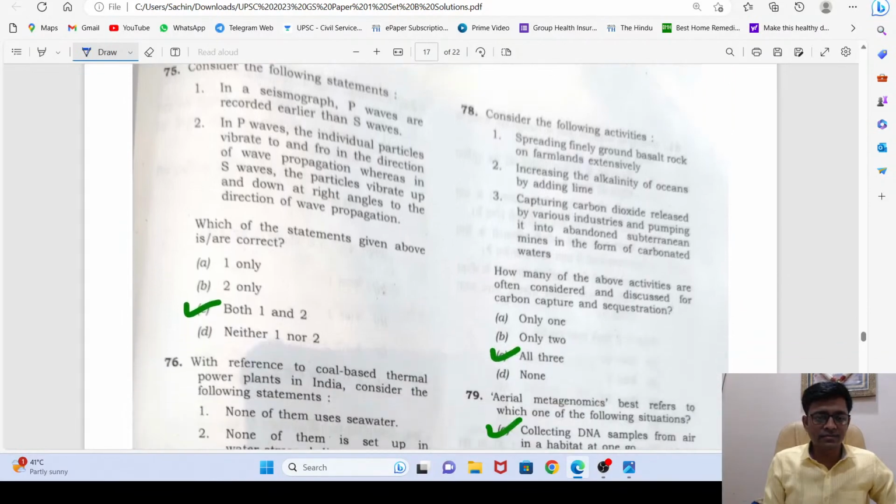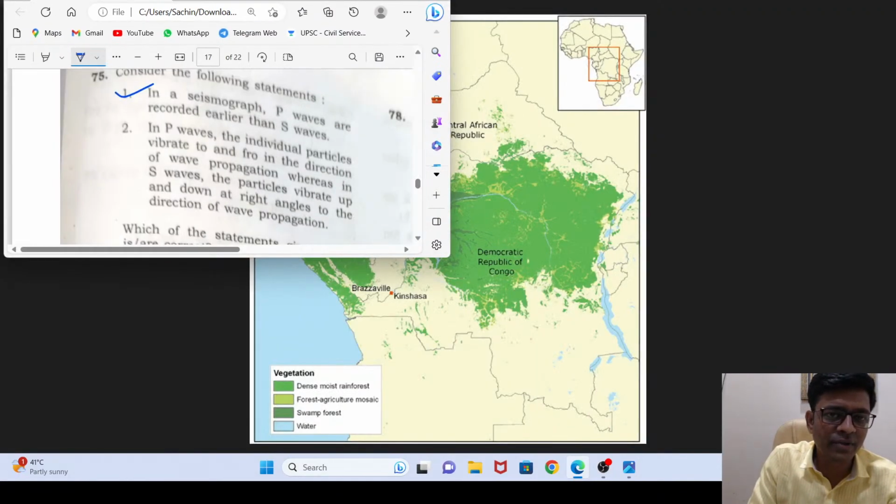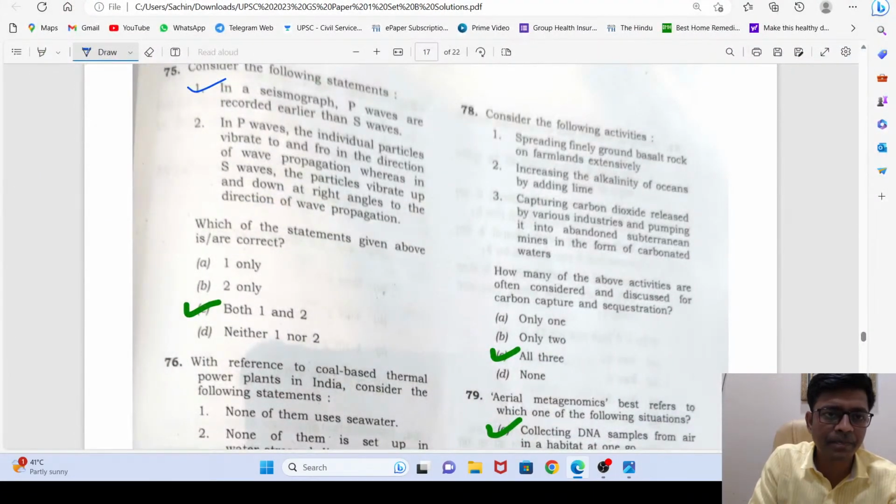Geography. Both the statements are correct. No, now this question is typically from our static geography. In a seismograph, P waves are recorded earlier than S waves. Okay. Which of the statements given above are correct? Just a minute. I have one doubt. Which waves are recorded first on a seismograph? We will check it out. Just a minute.